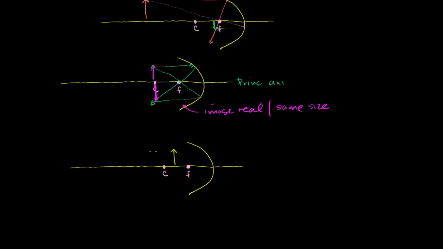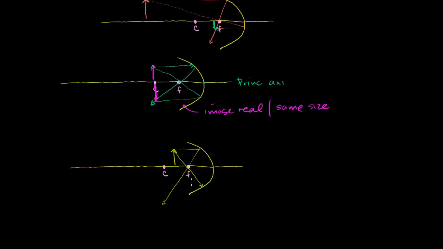So if we put our object there, we could have a light ray that goes parallel to the principal axis, and then it will reflect out through the focus. And then you could have another ray. It goes through the focus, and then it reflects out.